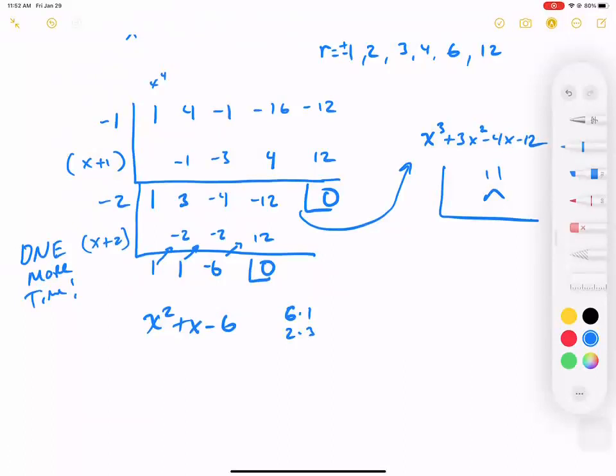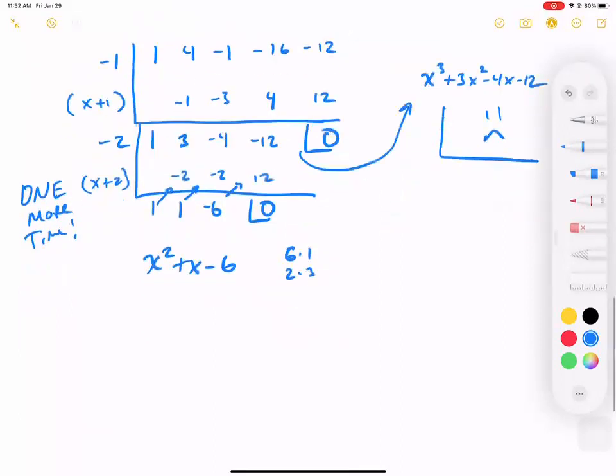Once you get x squared, do not do synthetic division anymore. Honestly, it's a waste of your time. Let's just use Algebra 2 skills and factor. We said 3 times 2: x plus 2, x plus 3, and x minus 2.